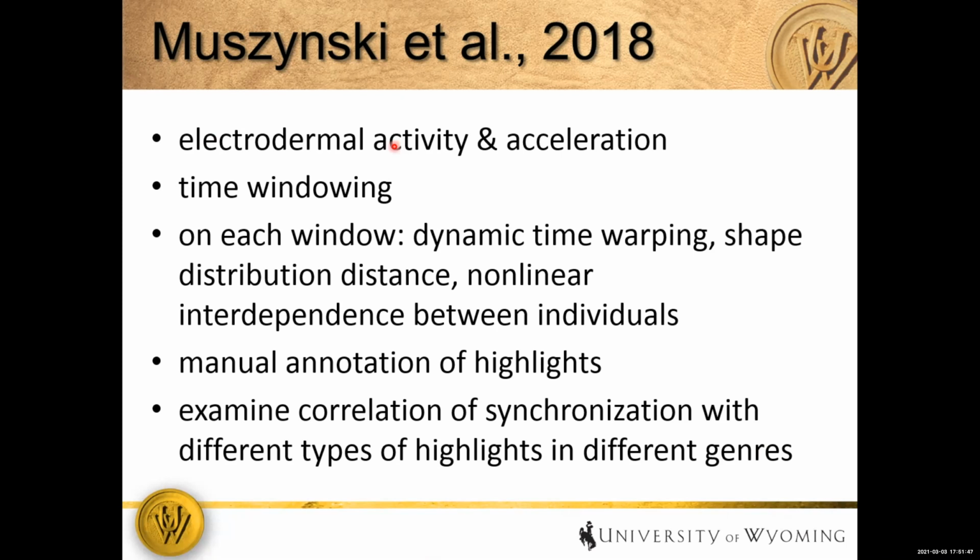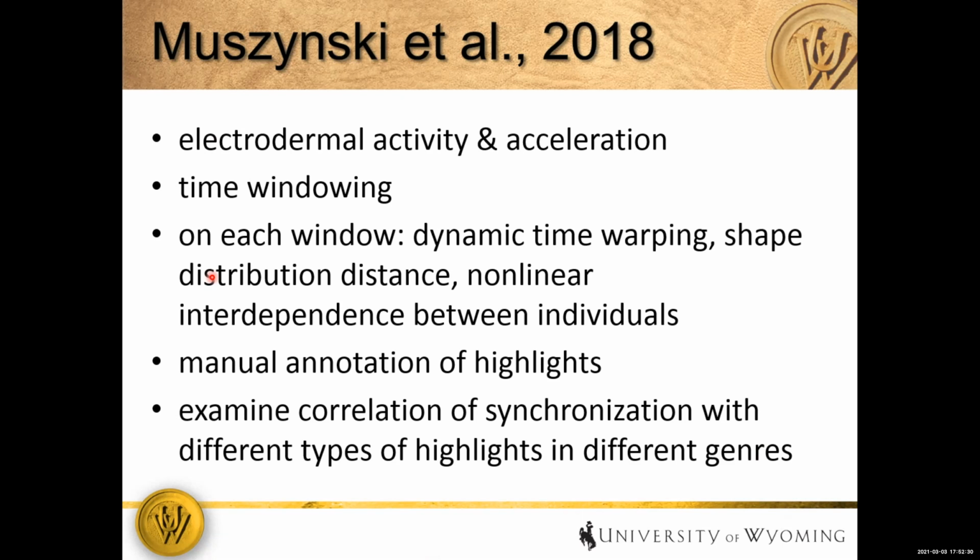They ran sliding time windows over the signals of all of the participants. And then on each window, they calculated metrics of synchronization between different individuals. Classic stuff, nonlinear interdependence, dynamic time warping, shape distribution distance, things like that. And to get a ground truth, they had basically researchers manually annotate each movie that participants watched and say, okay, this is a highlight, this is a highlight, this middle part is not.